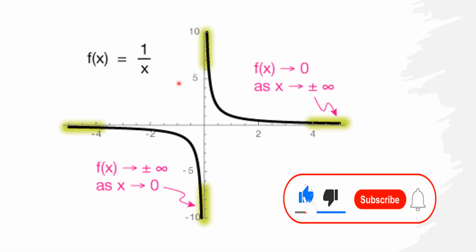Another example to understand the concept of limit: observe this graph. As x tends to plus infinity on the x-axis and minus infinity on the x-axis, what about f of x? f of x goes to 0. It touches the x-axis, which means it becomes 0. On the other side it also goes to 0. So f of x goes to 0.